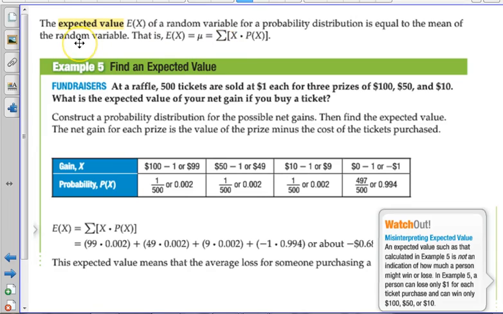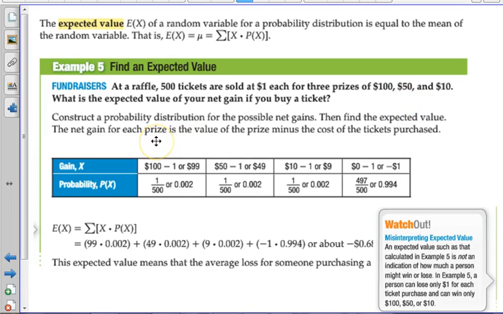All right. The expected value of a random variable for a probability distribution is equal to the mean of the random variable. Okay, that sounds all complicated. Here's an example. At a raffle, 500 tickets are sold for $1 each for 3 prizes. There's a $100 prize, a $50 prize, and a $10 prize. What is the expected value of your net gain if you buy a ticket?